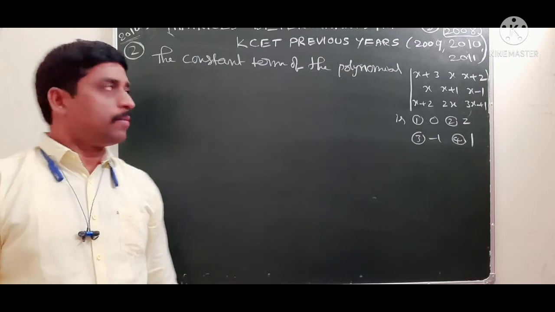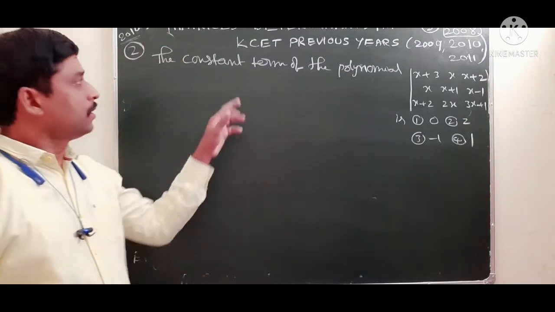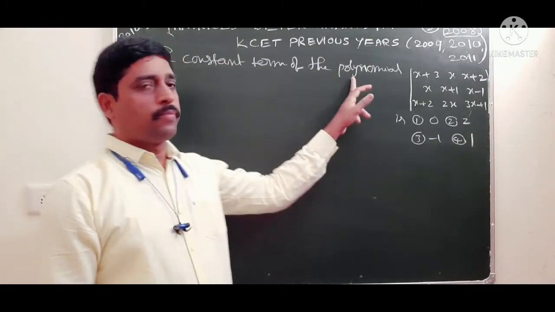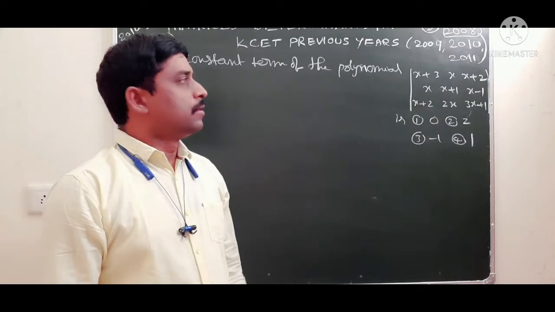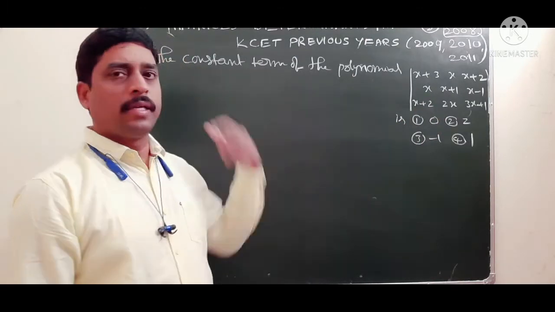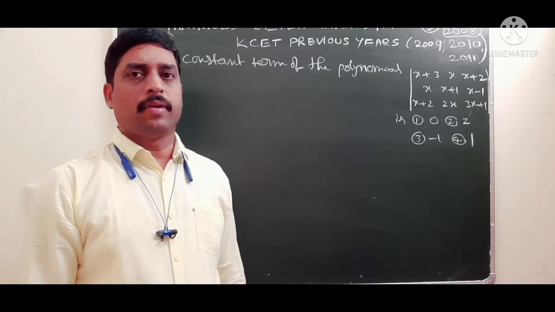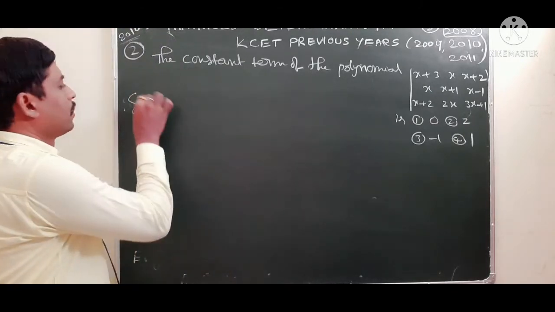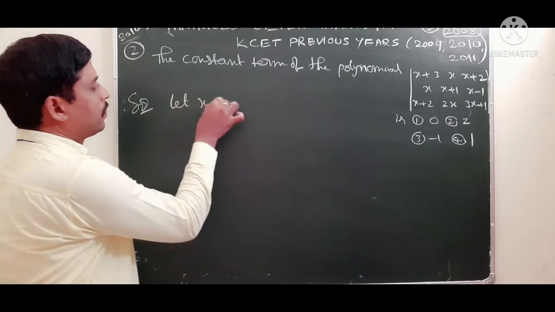Let us go to the next problem. This is from 2010. The constant term of the polynomial. Our target is the constant term. For the constant term, let us take x is equal to 0.